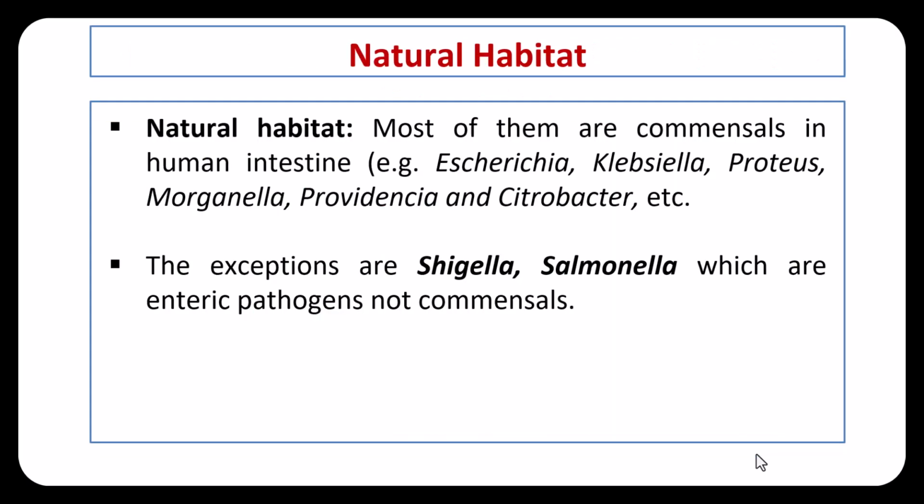Now, the natural habitat, what does it mean? As I mentioned, most Enterobacteriaceae are commensal in the human intestine. They are normally present as normal flora in the human intestine, for example E. coli, Klebsiella, Proteus, Citrobacter. However, some species are not normal flora and are always pathogenic, like Salmonella and Shigella. They are considered pathogenic to humans.